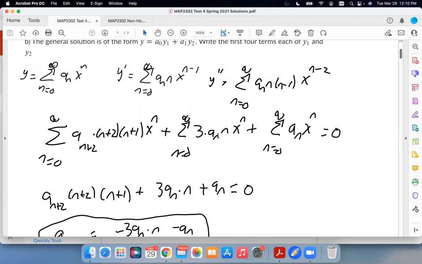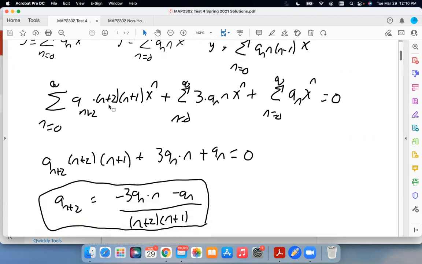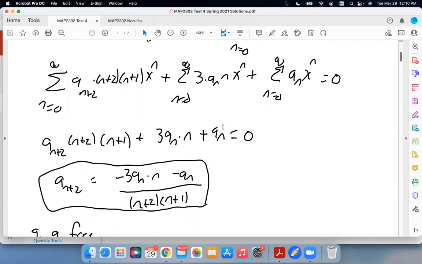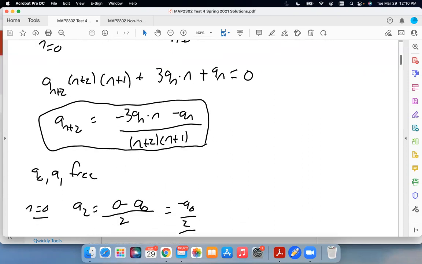The only way this entire sum can equal 0 is if it equals 0 for all powers of x. That means every coefficient must be 0. So just adding all these coefficients up, they must add up to 0. So there's my recursive formula. I just algebraically solve this equation for a_(n+2).